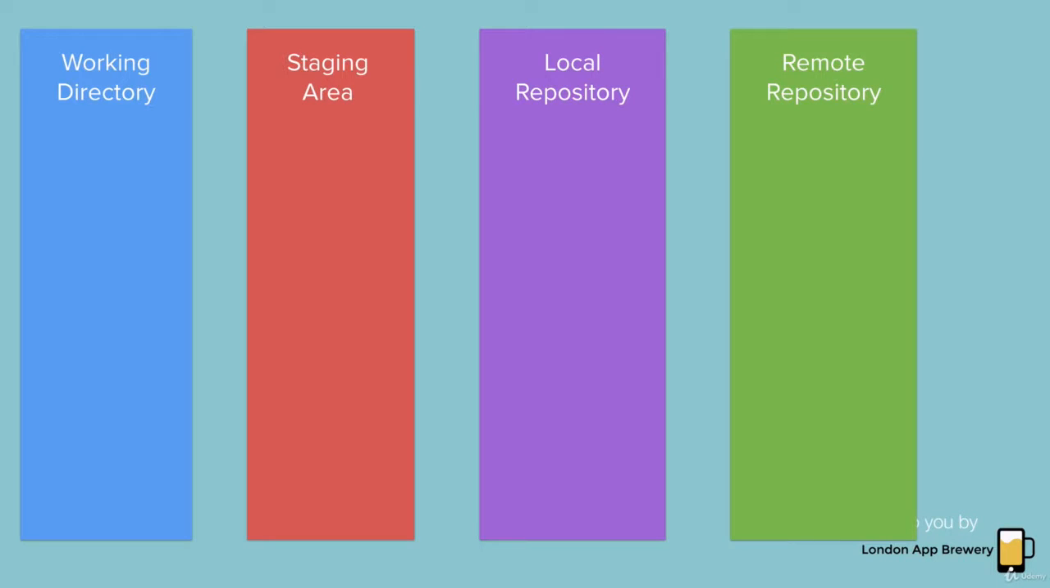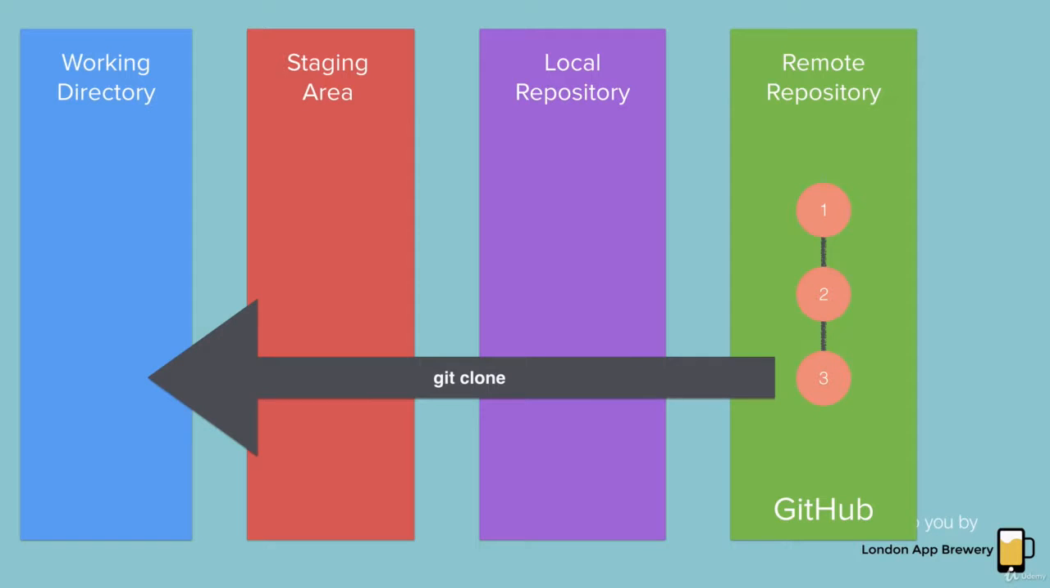So in the last lesson, we looked at how we can push our local repository to a remote repository on GitHub. Now in this lesson, I want to talk about cloning a remote repository to pull it into your local machine. So this is called cloning, or the command would be git clone.